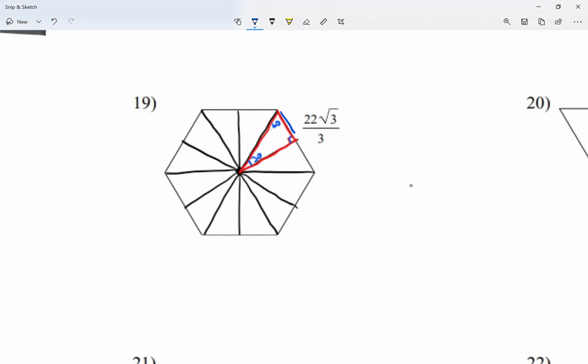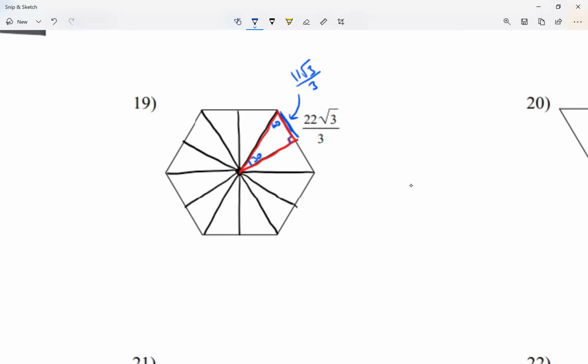And this side right here, I'm going to say it's 11 radical 3 over 3. Like, wait, what happened? 11 radical 3 over 3? Yeah, because notice how it is half of this, right? So when I say half, I cut the number on top by half. That's what I did.